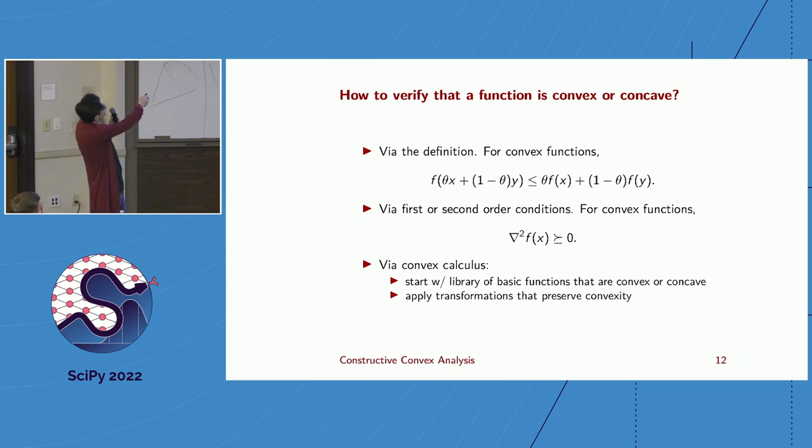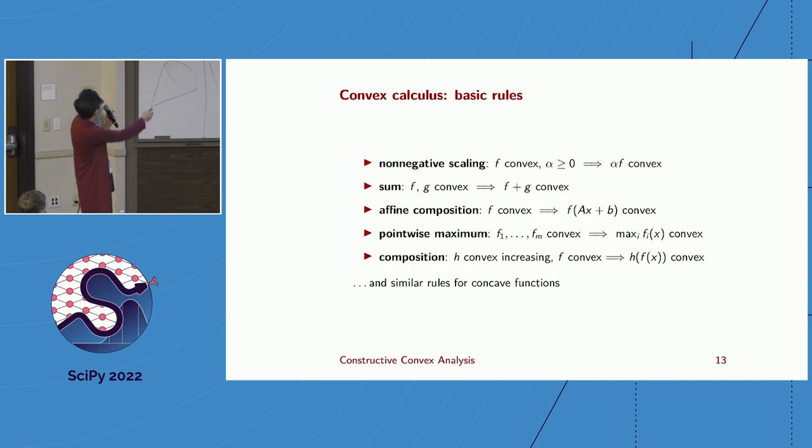With all those previous examples, a go-to thing is to verify convexity by the definition, but you can also check if the second derivative, or in this case, the Hessian, the second derivative matrix, is positive semi-definite. Now, this is all very mathematical stuff. It would be great if you didn't have to concern yourself with this, and indeed you don't. That's the point of CVXPY, to make it so that you don't need to worry about these first two methods. Instead, we're going to take this third approach, starting with a small library of functions, like the ones I showed you on the previous slides, and then consider transformations which preserve convexity. So we can scale a convex function by any non-negative number.